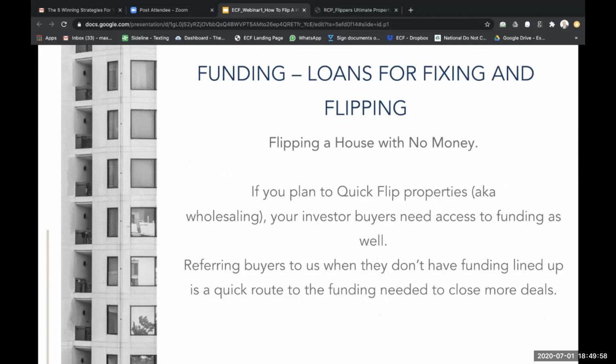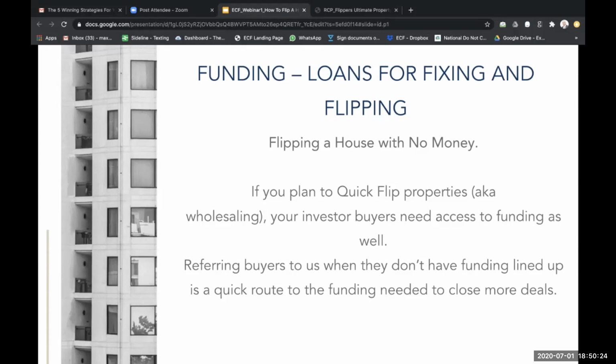Next page. Okay. So, flipping a house with no money. If you plan to do a quick flip, which they call wholesaling, even if you're wholesaling, your end buyer is going to need funding. So please send them over to us. We will give you a referral fee of up to 2% if you're a wholesaler. We will include your wholesale fee. So it's going to be a win-win situation for the wholesaler.